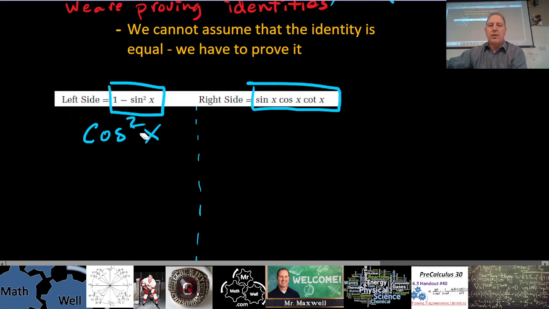Now, I could rearrange this a bit more. I could split this up. But let's go over to the right side and see what pops out over here. Let's do the same thing. I've got sine times cos times cotan. So what jumps out at you here that you can substitute or rearrange? You can cancel out the sine because cotangent will have sine in it.